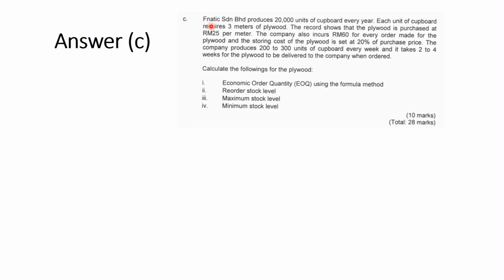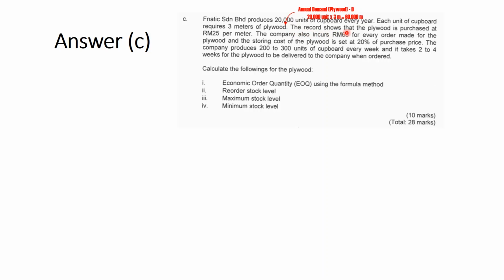Okay, Fantik Sendirian Berhad produces 20,000 units of cardboard every year. Each unit of cardboard requires 3 meters of plywood. So based on this information, for annual demand, we must identify the plywood requirement. Calculate the following for the plywood, which is the material, not the cardboard. So we must multiply 20,000 units by 3 meters, which is the annual demand of 60,000 meters. 60,000 meters.